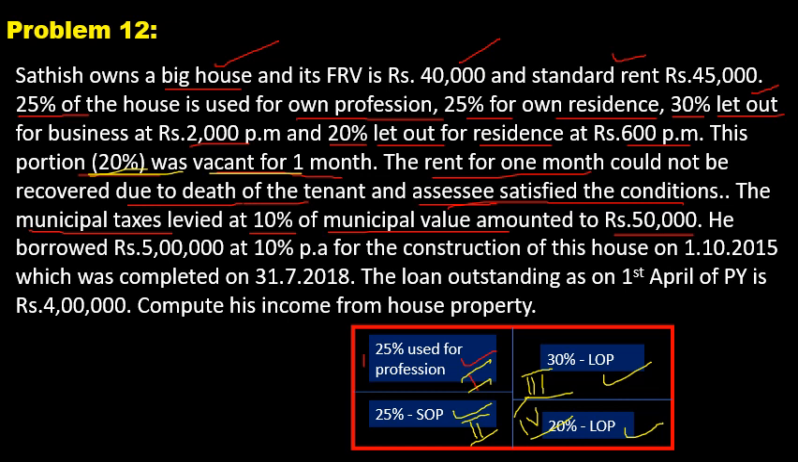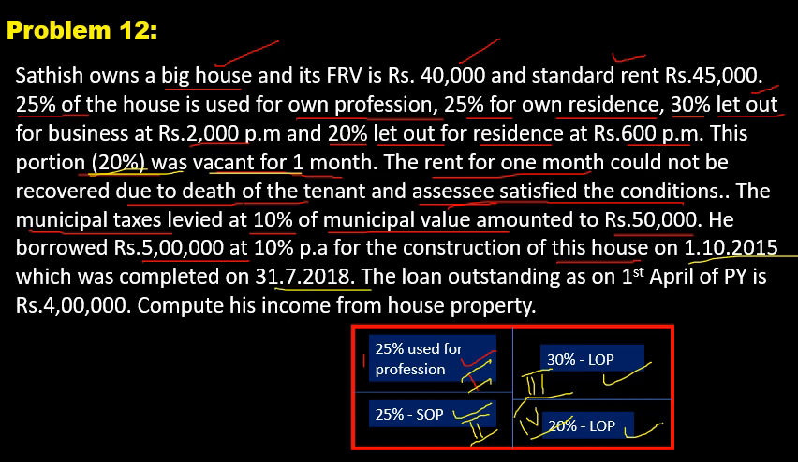The loan outstanding as on 1st April of the previous year is rupees 4 lakh. So now the point is, SSC borrowed rupees 5 lakh as a loan for the construction of this house. This house means the big house. For the construction of this entire house, SSC borrowed the loan of rupees 5 lakh, and the loan was borrowed in October 2015 and construction was completed in July 2018.